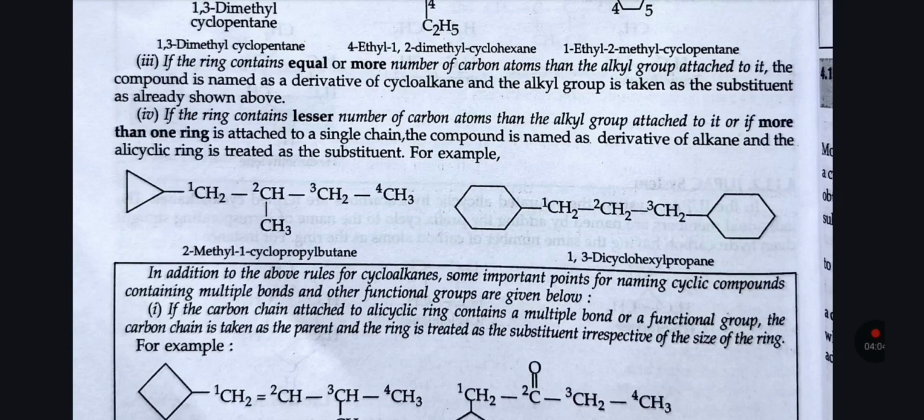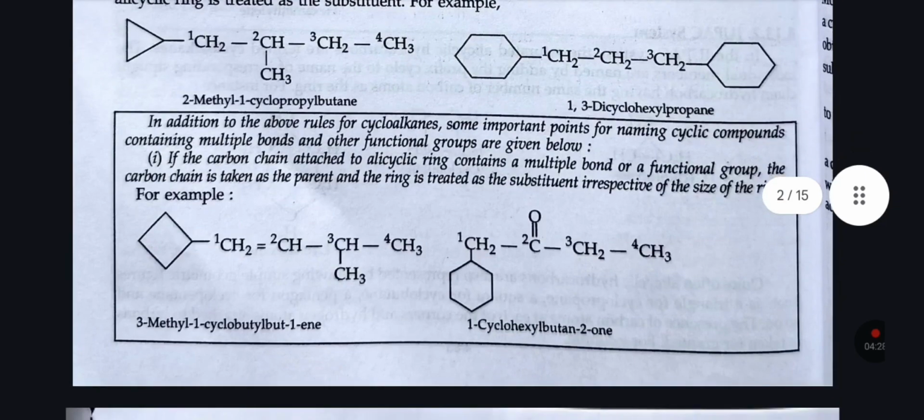If the ring contains lesser number of carbon atoms than the alkyl group attached to it, or if more than one ring is attached to a single chain, the compound is named as a derivative of alkane and the alicyclic ring is treated as the substituent. For example, 2-methyl-1-cyclopropylbutane, 1,3-dicyclohexylpropane.